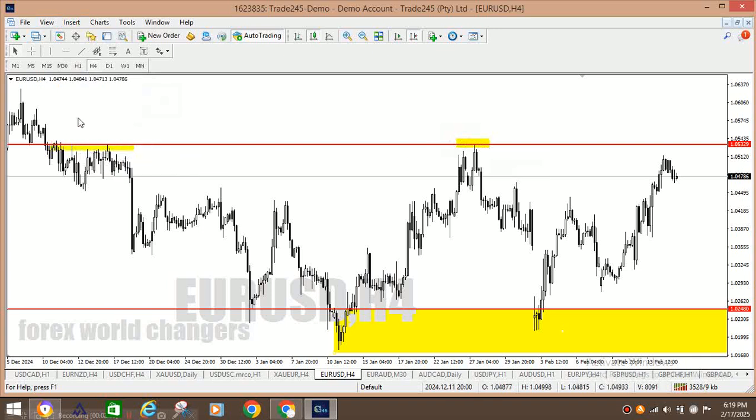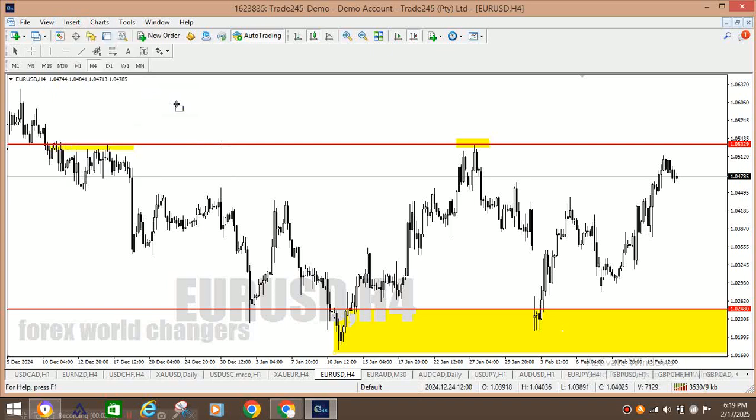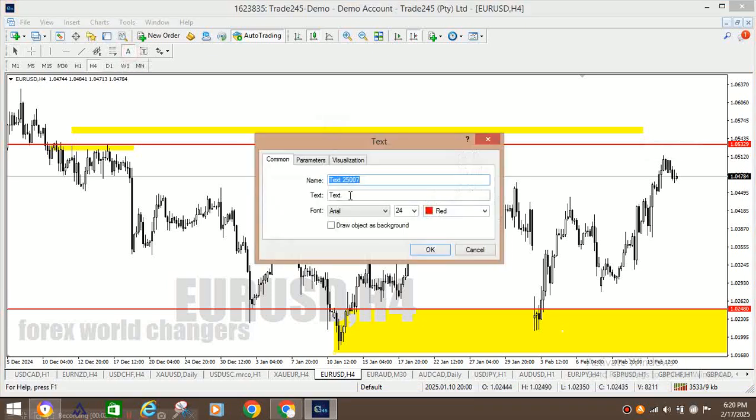So there's a lot of orders being hidden here. There's a lot of stop loss. This is a high liquidity zone. So there's a lot of stop loss here. Let me just write it for you so you don't forget. There's a lot of stop loss here.